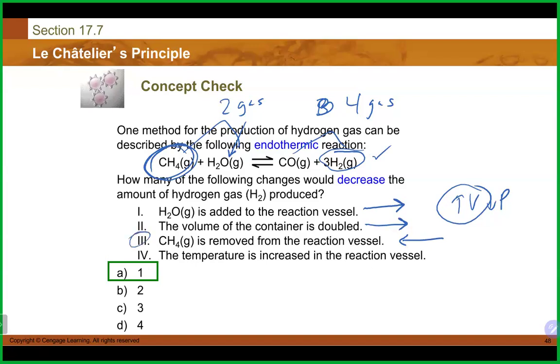Temperature is increased in this reaction. It's endothermic, which means delta H is positive, and heat is a reactant in this case. If we increase the reactant, the equilibrium is going to shift away from it, and that would actually increase the amount of H2 in this case. So it is number 3 that would actually accomplish what the question asked. Any questions on any of those there?